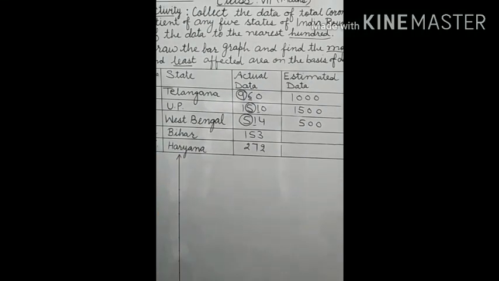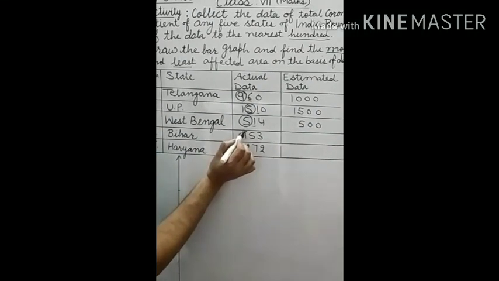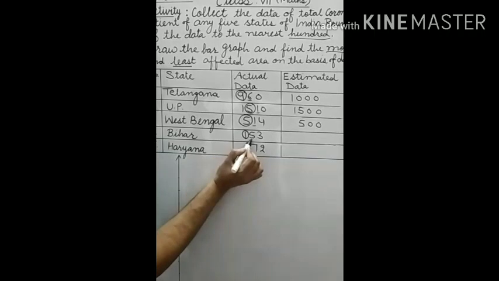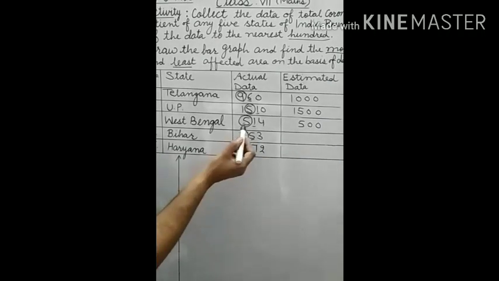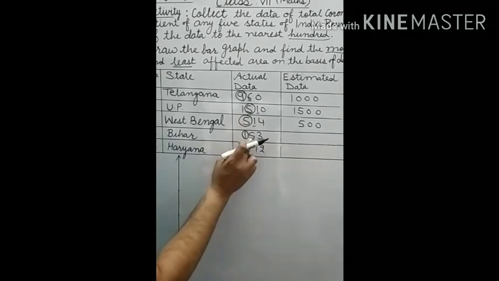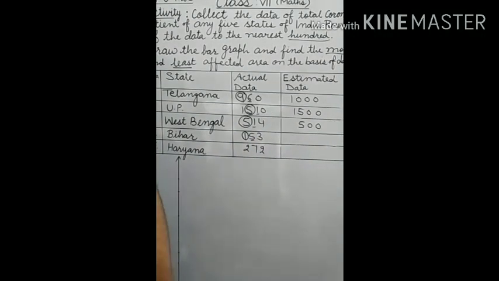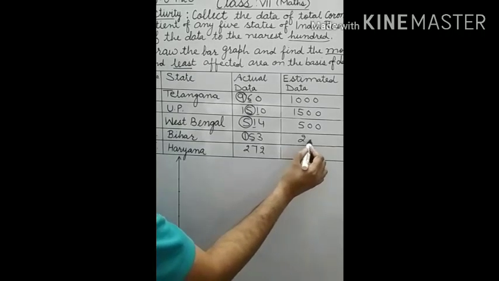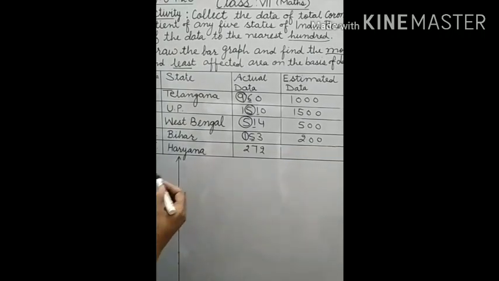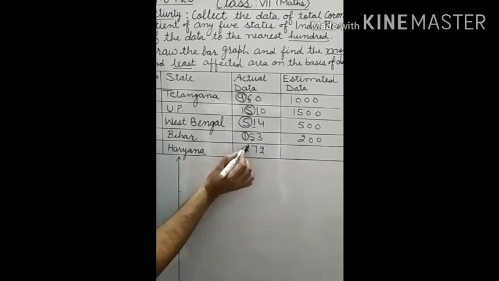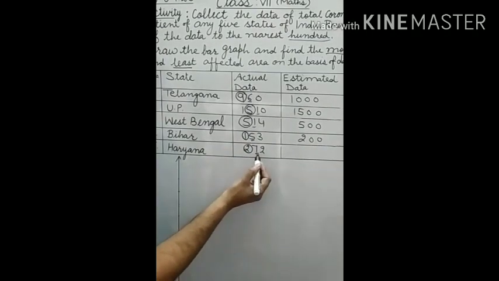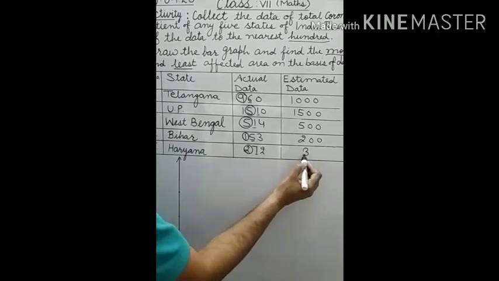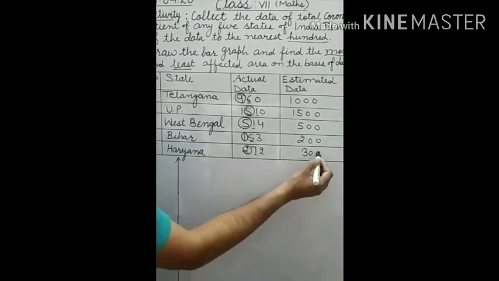Now 153. Again encircle this. Here the 10s digit is 5. If it is 5, you have to add 1 to this number. So this number will be rounded off to 200. Now next, again encircle this digit. Here it is more than 5, so it will be 300. This means you have estimated or rounded off this data.